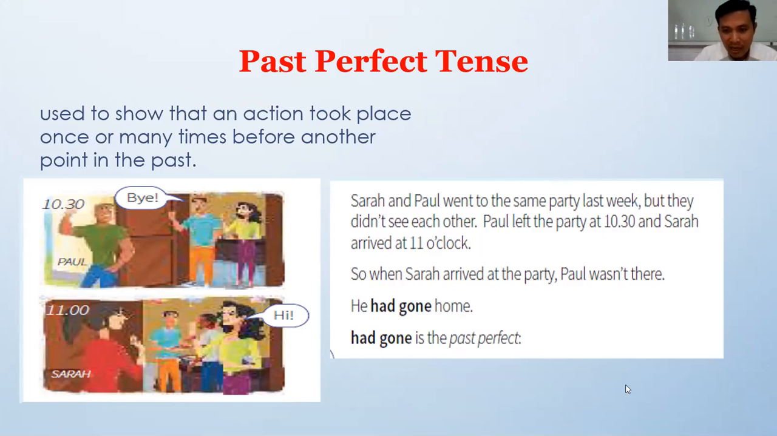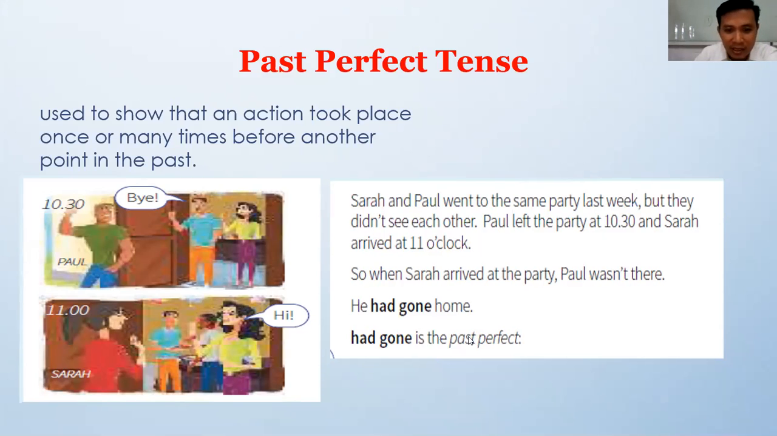When Sarah arrived at the party, Paul wasn't there. He had gone home. Or you can say, when Sarah arrived at the party, Paul had gone home. You can say that too. Paul had gone home, or he had gone home, is past perfect tense.